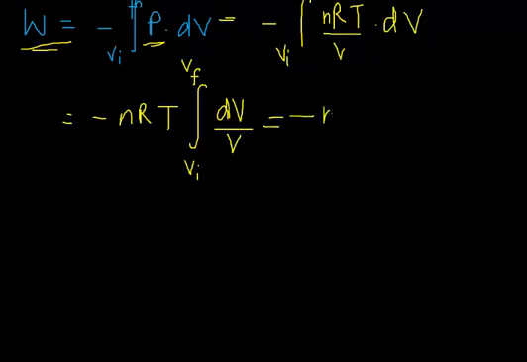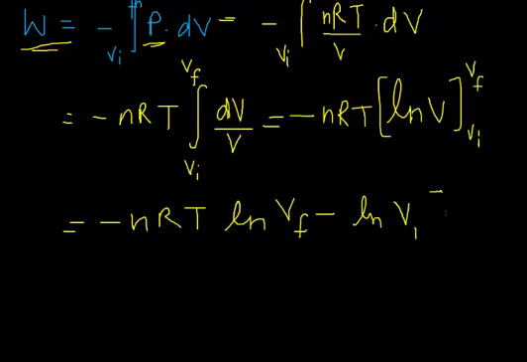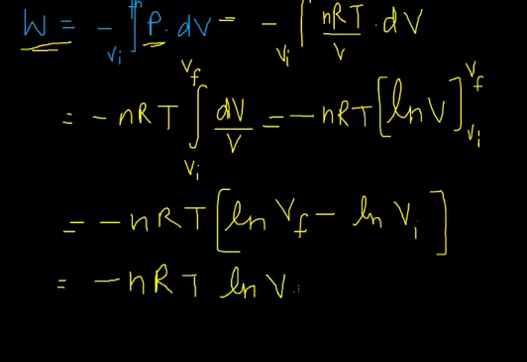This can be written as minus nRT times the integral of dV upon V, which is the natural log, ln V, with limits from V initial to V final. Now this is equal to minus nRT times ln V final minus ln V initial. So the work done becomes minus nRT ln V final upon V initial.